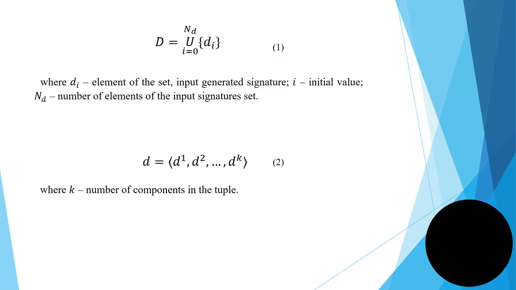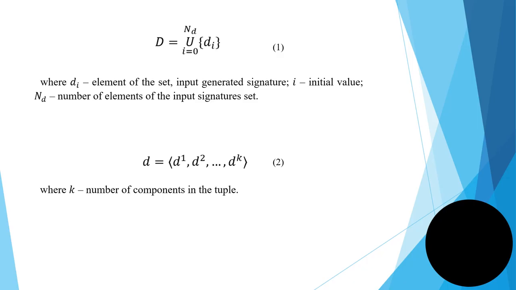One of the fragments of the proposed model is the formation of signatures that describe each individual network packet through a set of its features. The incoming traffic is represented as a set of signatures: 1, where DI, element of the set, input generated signature, I, initial value, ND, number of elements of the input signatures set.